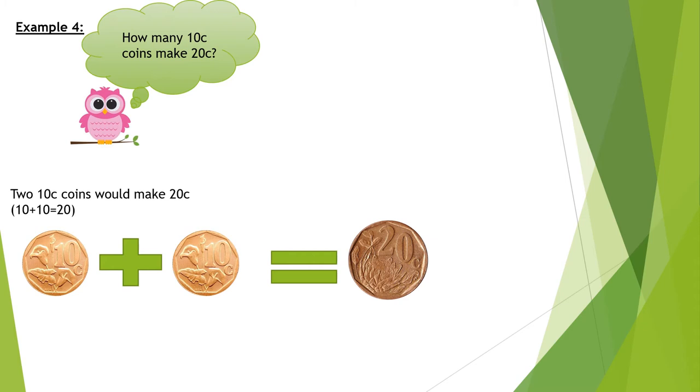Example 4. How many 10 cent coins make 20 cents? 2 10 cent coins would make 20 cents. That is, 10 plus 10 equals 20.